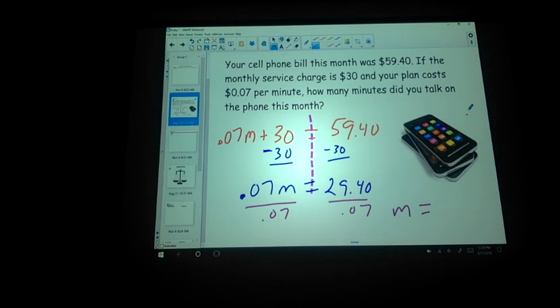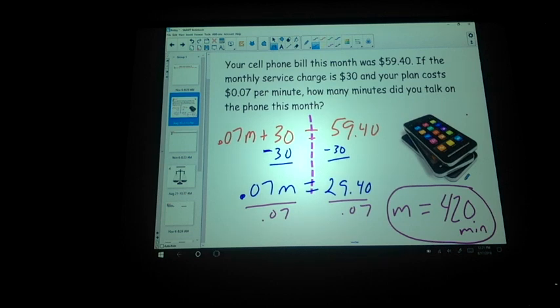Do we have an answer yet? It's the same one that's posted on the board, 29.4 divided by 0.07. 420. Really? It's 420 minutes? Yes. Sweet. So we spoke on our phone for 420 minutes last month. Yeah, you said 42, huh? Cool. Good deal.